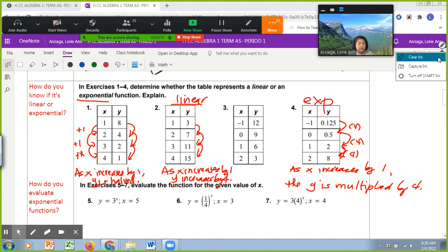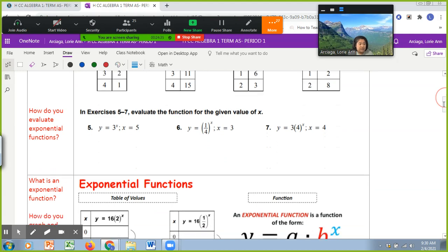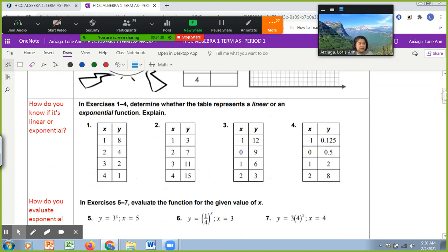and write in the chat what you think number 3 is. Is it linear or exponential? So is 3 linear or exponential? Linear. Very good, Ryan and Alyssa. Now, why is it linear? You subtract 3 each time.